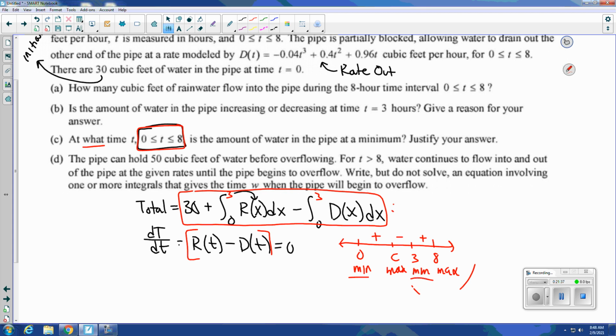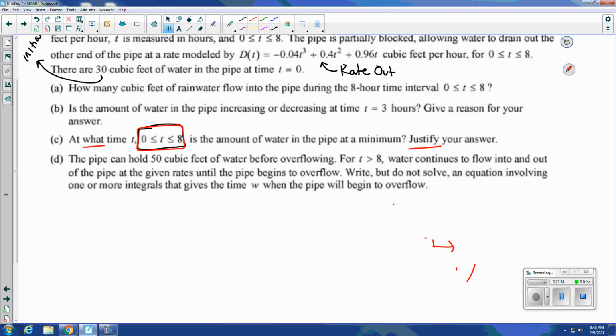And for your justification, just explain that at time t equals 3, the derivative went from negative to positive, indicating a minimum occurred at that time. That's how you handle that.